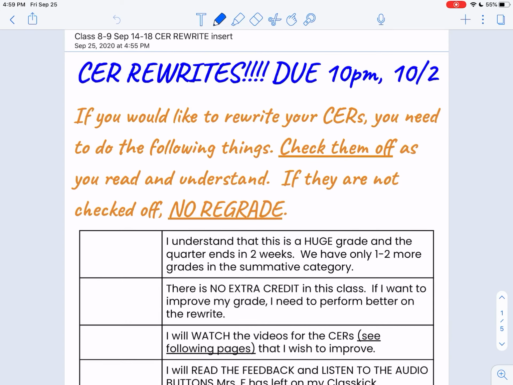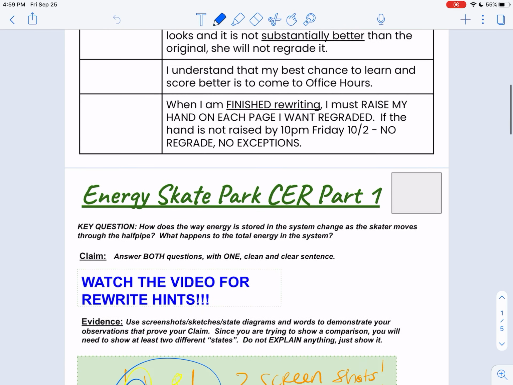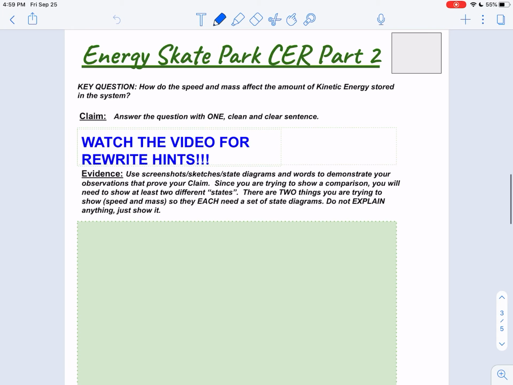Right, this is for part 2 for the CER rewrite. I'm saying this in every video, so you may have seen this before. You need to read over this checklist, and you need to check every single box and make sure you understand it, okay? All right, for part 2, the key question was, how do speed and mass affect the amount of kinetic energy stored in the system?